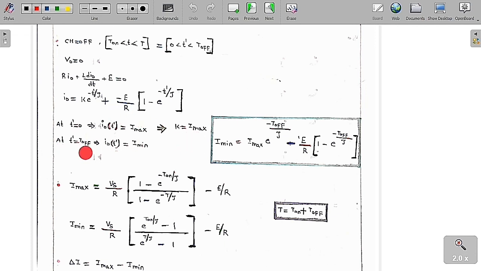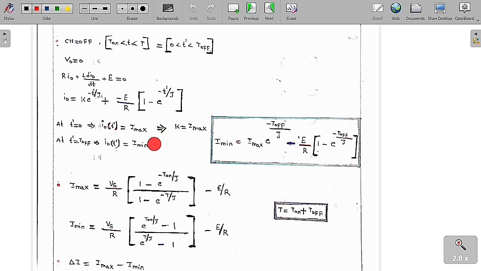Whereas at t dash is equal to t off, if you substitute, I naught of t off is nothing but I minimum. So if you substitute here, we are going to get the equation in this format: I minimum is equal to I maximum into e to the power of minus t off by tau, minus E by R into 1 minus e to the power of minus t off by tau. So this is the expression that you are going to get.